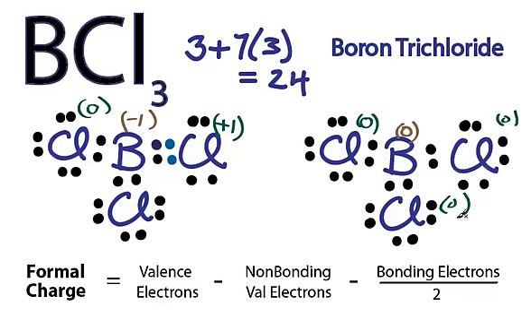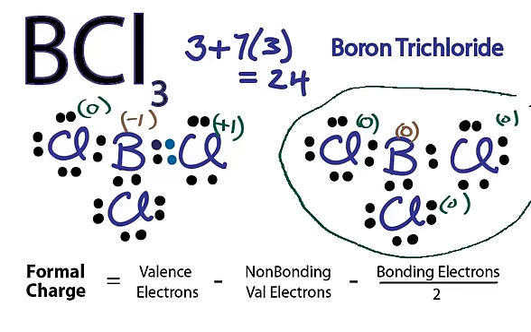So when you look at formal charges, the molecule with the most zeros, closest to 0, that's the one that's going to be the best Lewis structure. And in this case, this one right here is the Lewis structure that's going to be most appropriate.